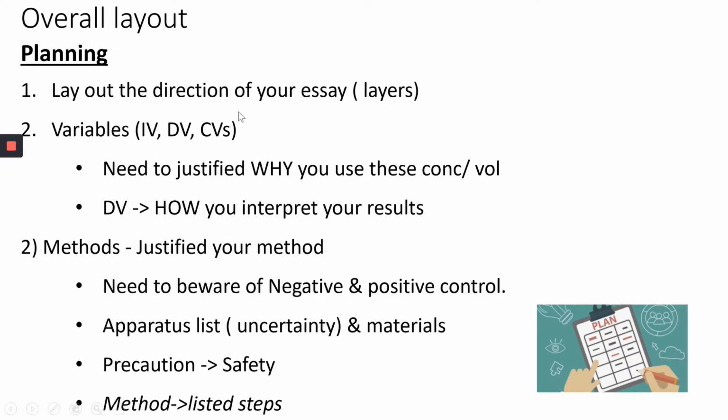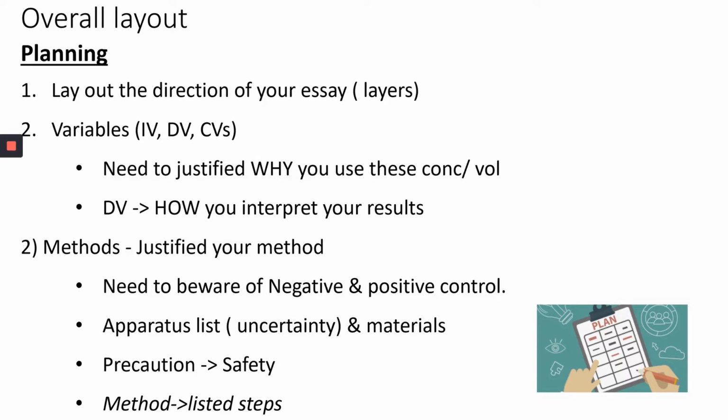And the next part is the same as the IA, so you need to list out your variables. Same thing, for the IV you need to justify why you use this concentration and volume, and this relates to the pilot study you have conducted previously. The DV is important: how you interpret your result. For example, in microbiology, we will say that the diameter of the inhibition zone is an indicator of the strength of the antimicrobial effect of certain agents. You need to state that link very clearly.